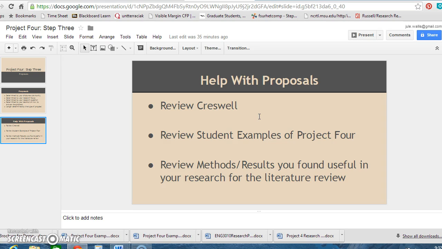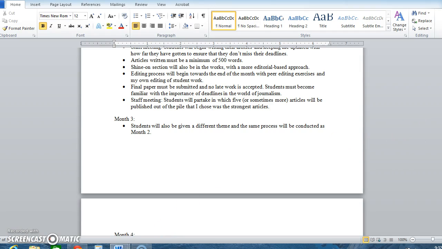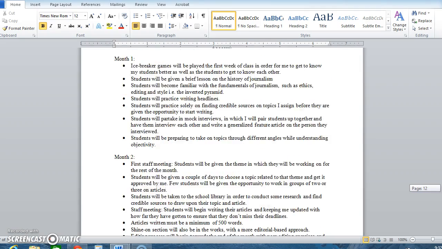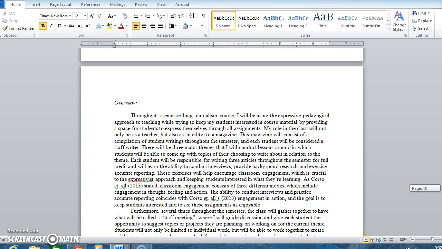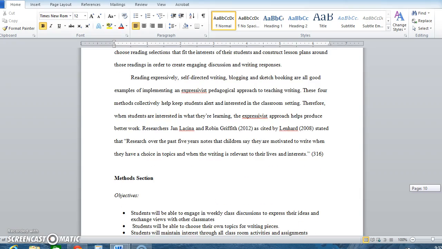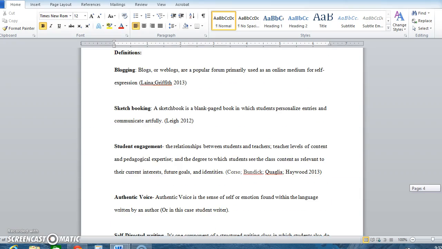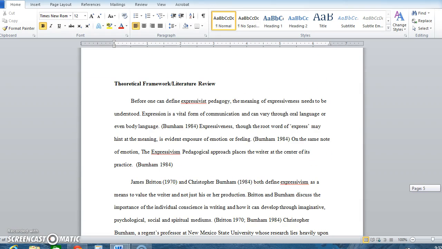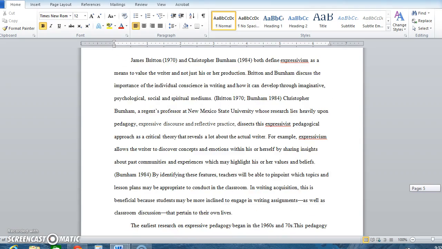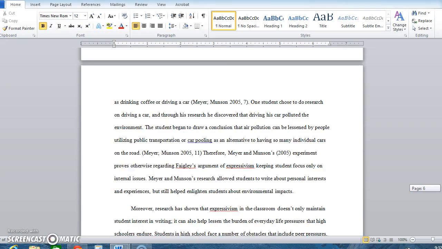You also want to review students' examples of Project 4. One example that I can show you is posted in Blackboard. You'll see that in this paper, they have their introduction, then they start with their literature review, and the theoretical framework that they have for that. This is because this is a qualitative research design, and so theory is very important for this type of literature review and for the methods of proposal they suggest.